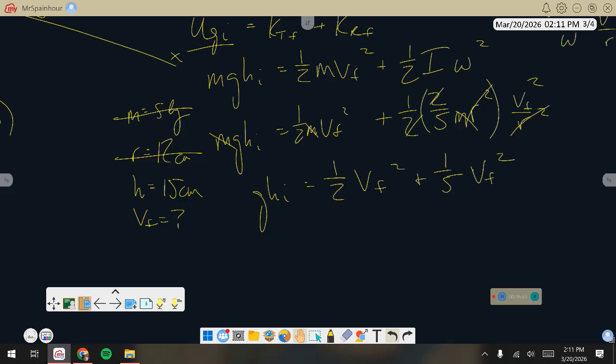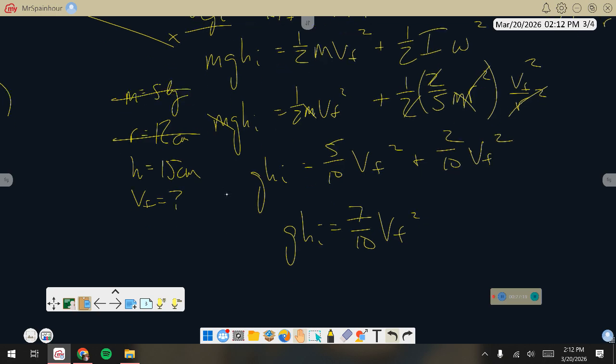velocity final squared. So what do you got to do between these two terms? We remind ourselves of the common denominator stuff. What's your common denominator here? You got 10. So this, of course, is going to be, and if you can do this in your head, please feel free to, 5/10 plus 2/10. So you're going to end up with GHI is equal to 7/10 times VF squared. And I think you got it from here, but let's finish her off.